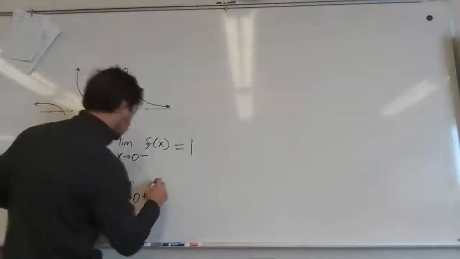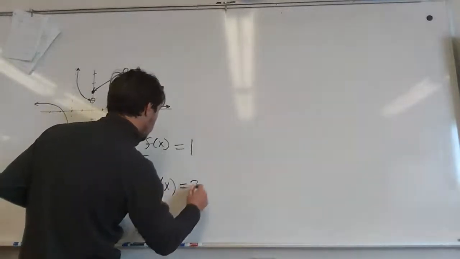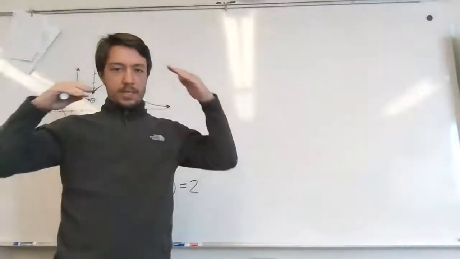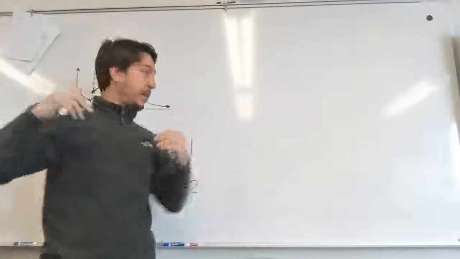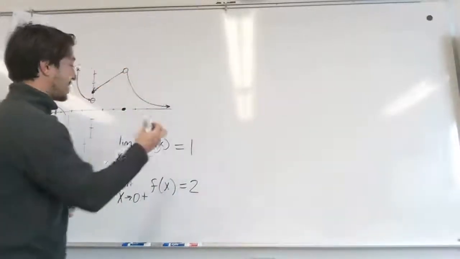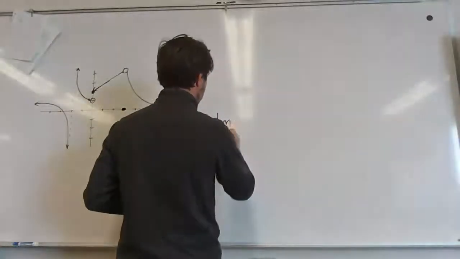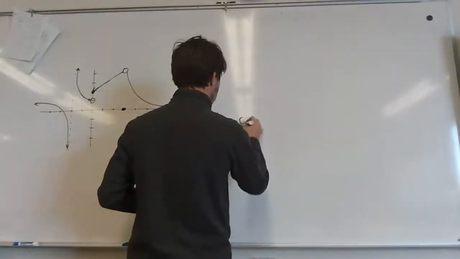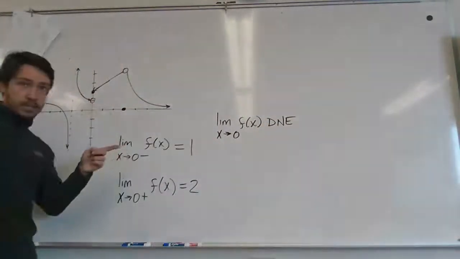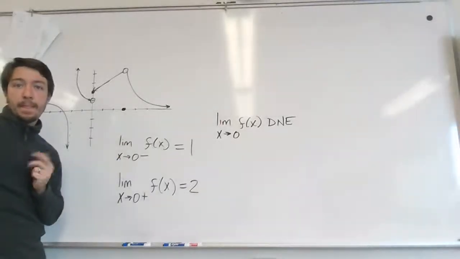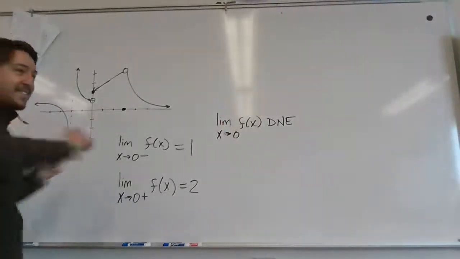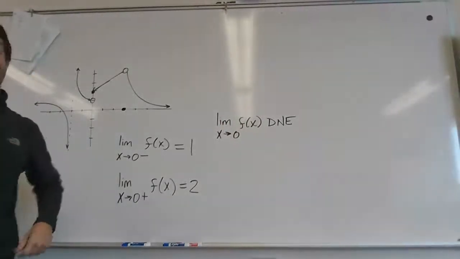2. Now those combined, I said this the other day, DNE. You're going to see this a lot. If the function is approaching 1 from the left and 2 from the right, the limit does not exist. Are there any questions on that idea? Okay. I've been thinking about it, and so it makes more sense. That's good. I'm glad to hear you thought about it.